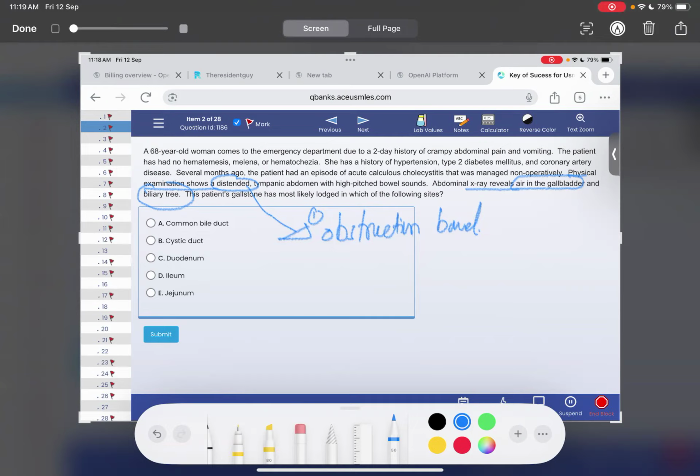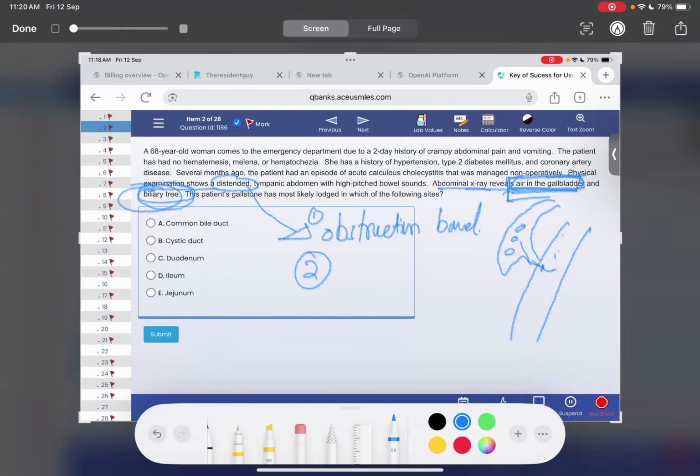Perfect. There is air in the gallbladder and biliary tree. So it indicates that whenever there is air present in the bowel, small gases are present in the small bowel. So on the X-ray, if there is air present in the gallbladder, it means the gallbladder has made a fistula and that leads to the air in the gallbladder.